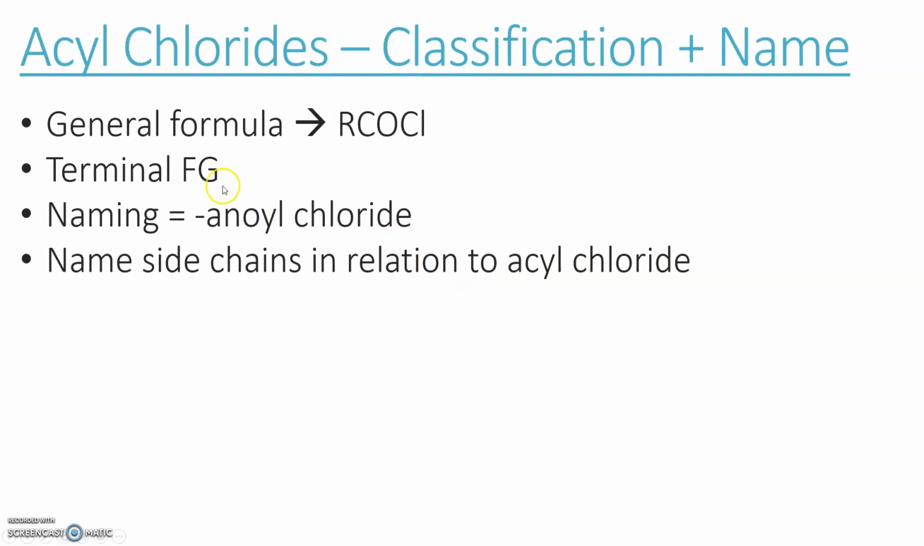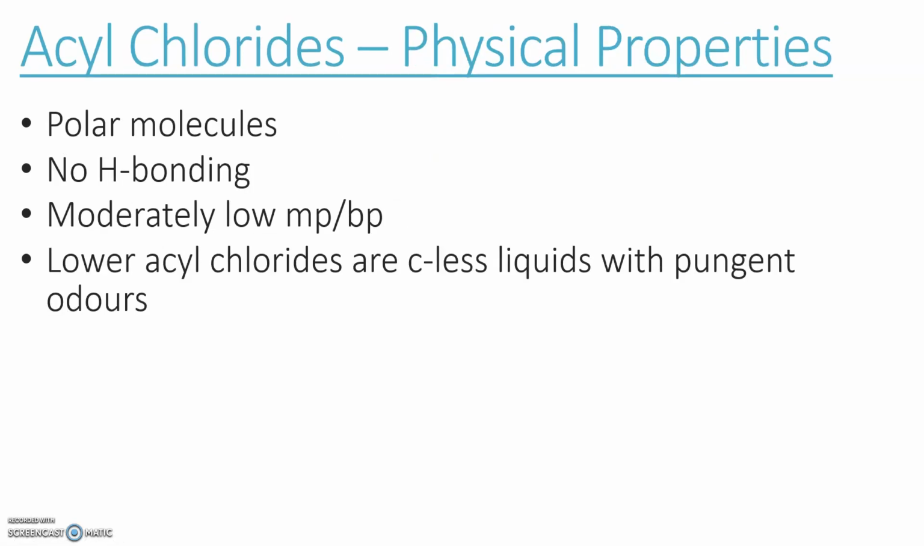Okay, the functional group is terminal, which means it takes place at the end of the molecule. The naming is something-anoyl chloride: methanoyl chloride, ethanoyl chloride, propanoyl chloride, and so on. The numbering of the carbons always begins from the end with the functional group, with the acid chloride functional group. So that's the first carbon, the one that has the O and the Cl attached to it.